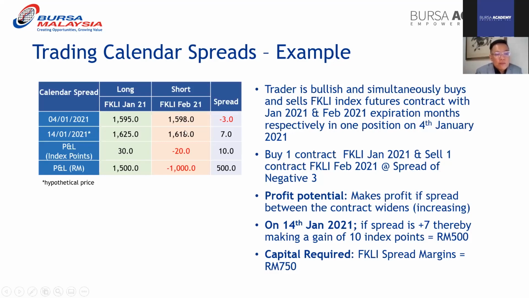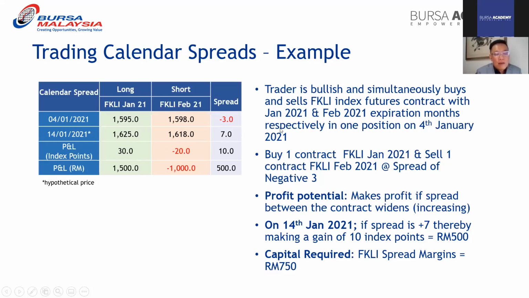So on the 14th of January, hypothetical price, let's say January closed at 16.25 and the February I shorted is now at 16.18. You can see that February, since I shorted, is now higher, so I will be making losses in terms of index points. I lost 20 points on that, but on the long January, I made 30 points. So looking at the spread on the 14th of January, it is 7 points positive. My January is now higher than my February by 7 points. So the difference between minus 3 and 7 is 10 index points.